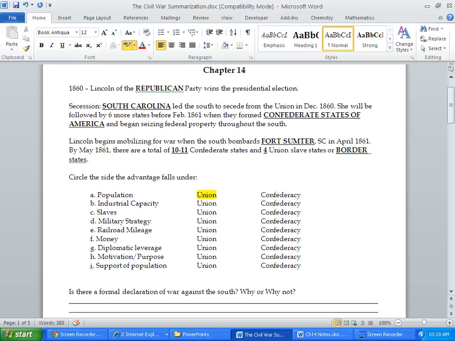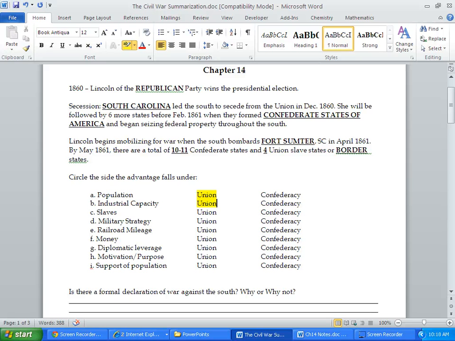Also, in terms of population, you have another 180,000 free blacks living in the north. So their population is much higher. So that means they have many more people to draw from in terms of fighting this war. Okay. Industrial capacity, I think this is an easy one. The Union has much more industrial capacity.